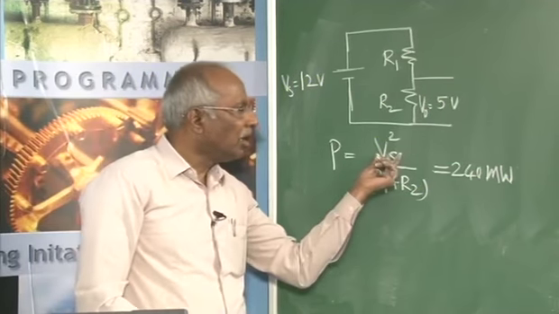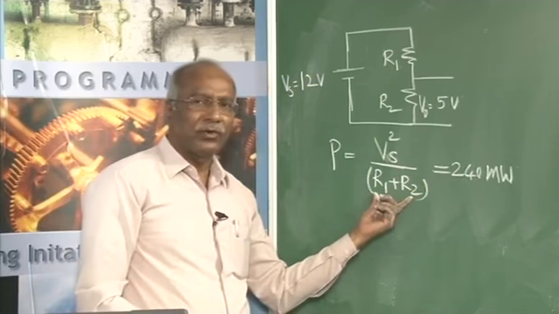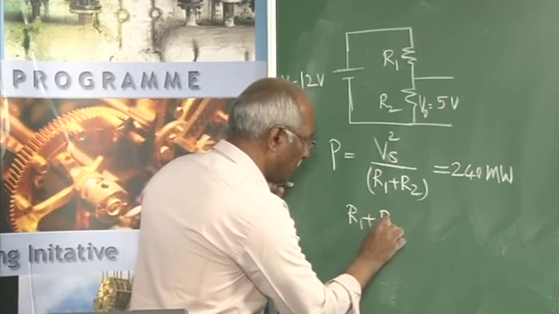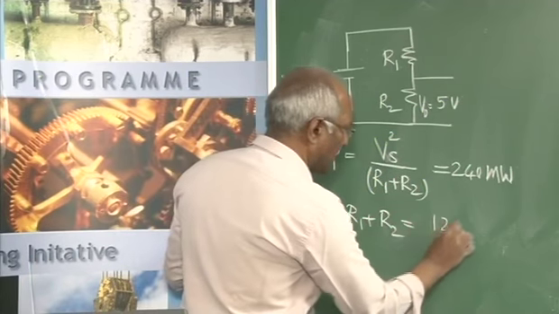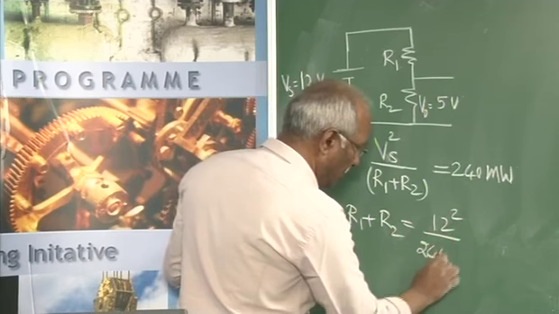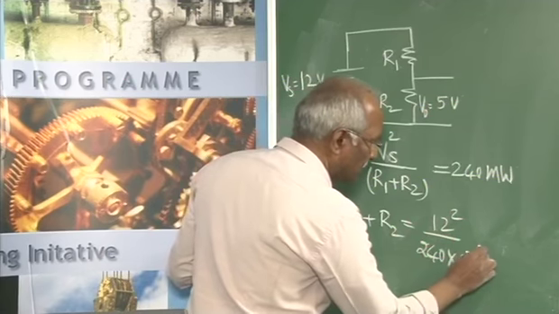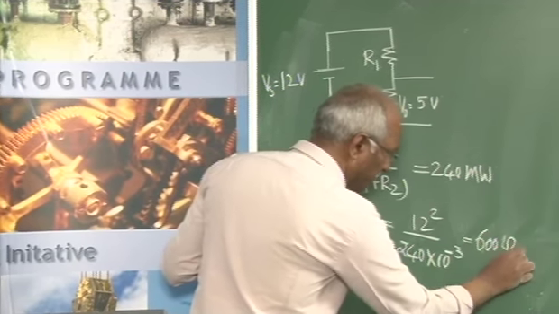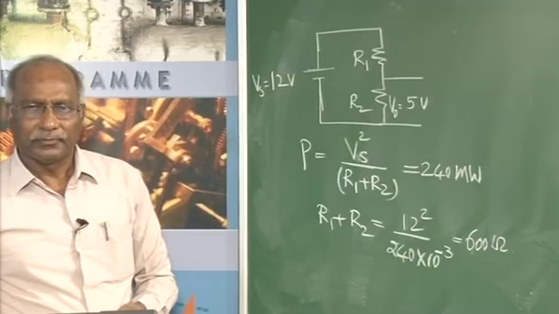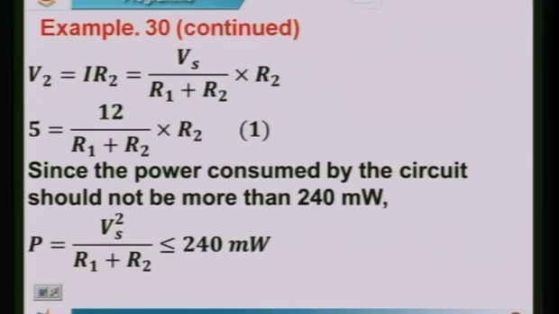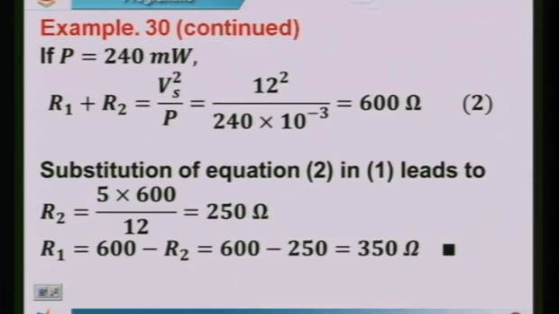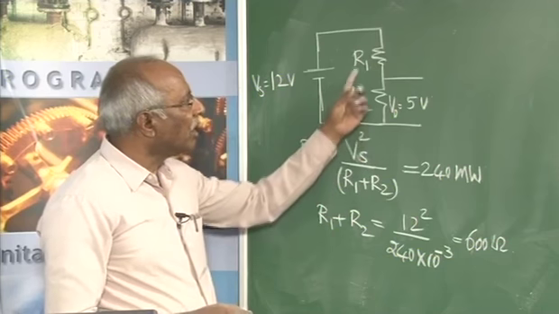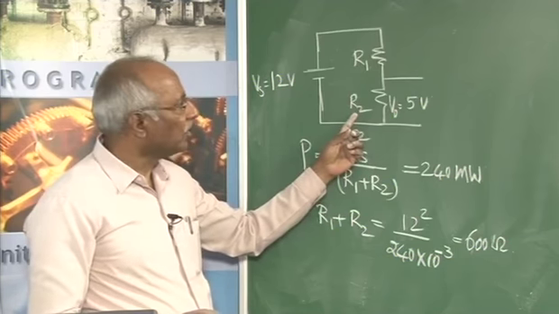I know this, therefore I get the value of R1 plus R2. Therefore, R1 plus R2 will be equal to 12 square divided by 240 into 10 to the power of minus 3, that comes to 600 ohms. So, I know R1 plus R2, but I do not know what is R1 and R2. How to find out?